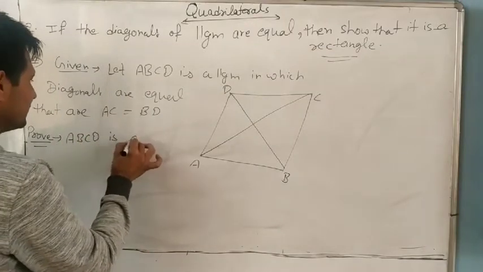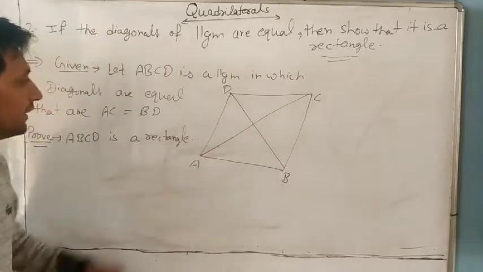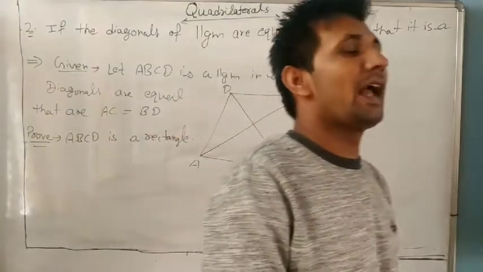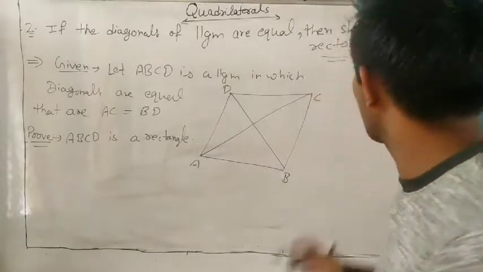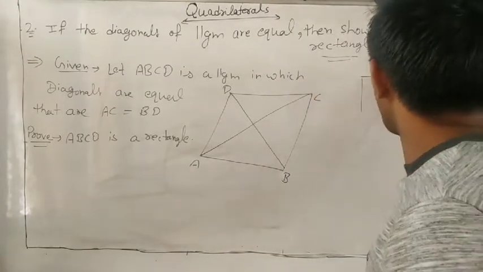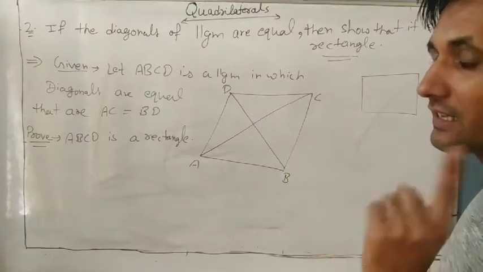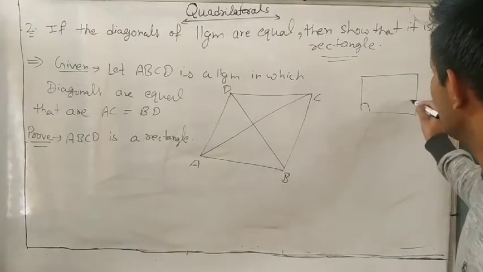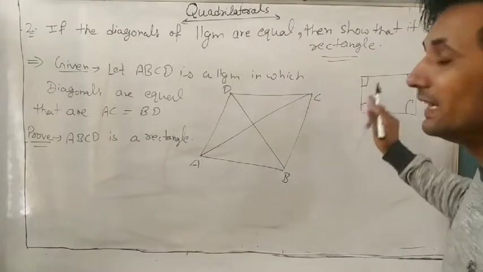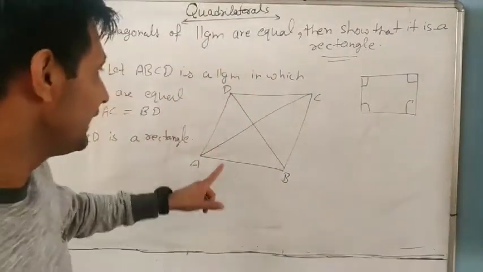ABCD is a rectangle. Tell me, if you want to prove that any quadrilateral is a rectangle, what is the property of a rectangle? There is only one difference between a rectangle and a parallelogram, which we already discussed. What? In a rectangle, each angle is always 90 degrees.